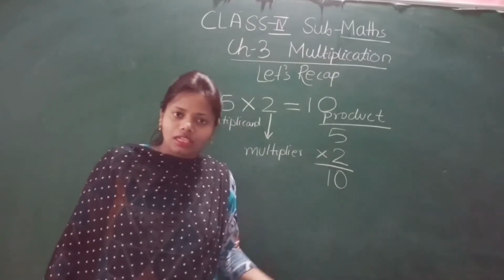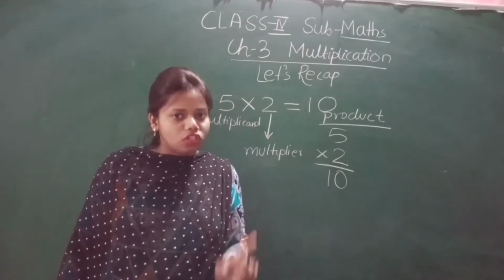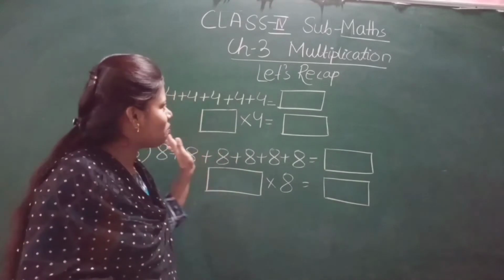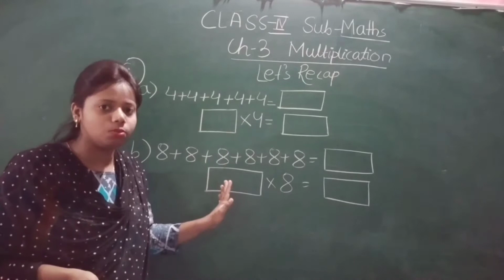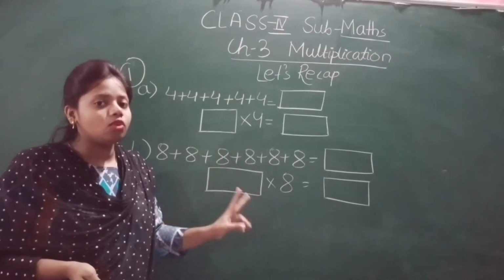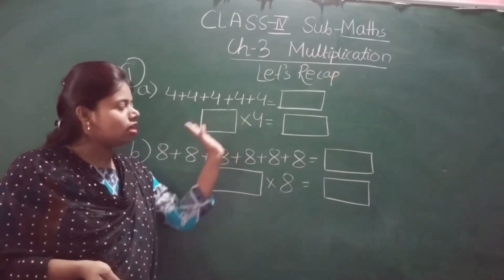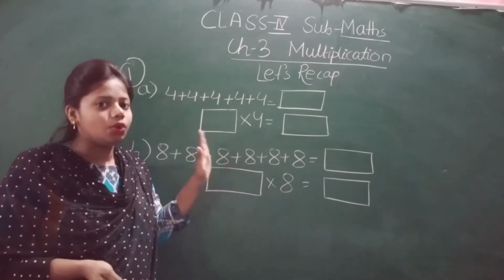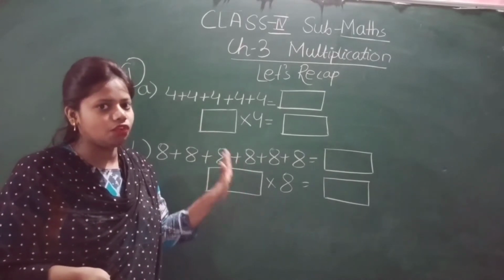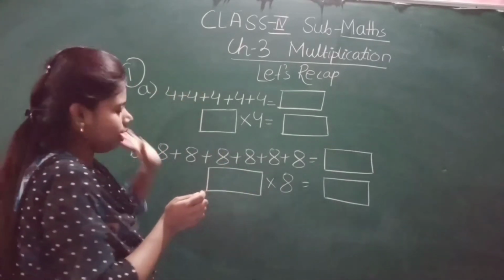Now let's start with let's recap question number 1. Question number 1 is fill in the boxes. Now we are going to fill these boxes. Here two methods are taught, one by addition and one by multiplication. Which one will you feel is easy? After doing it, you will say which one you feel is easy. Now see number 8.